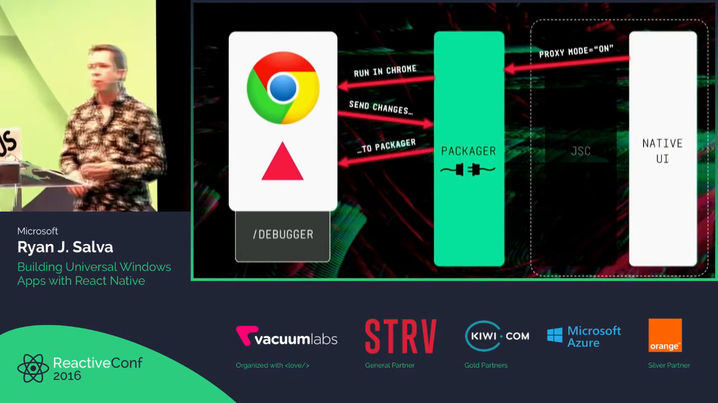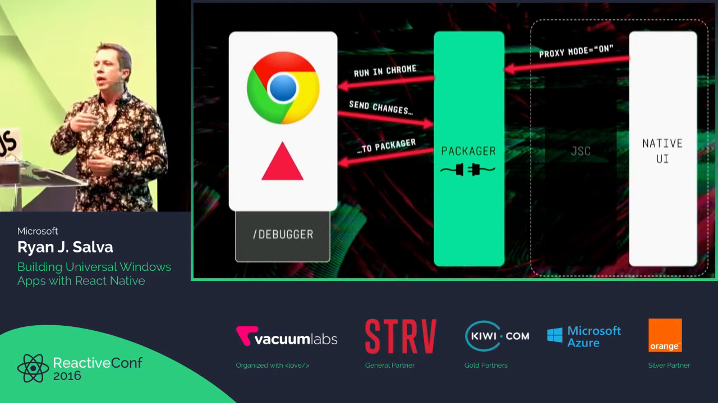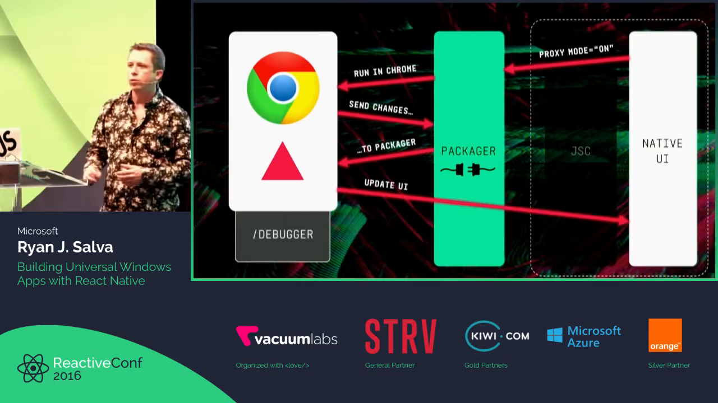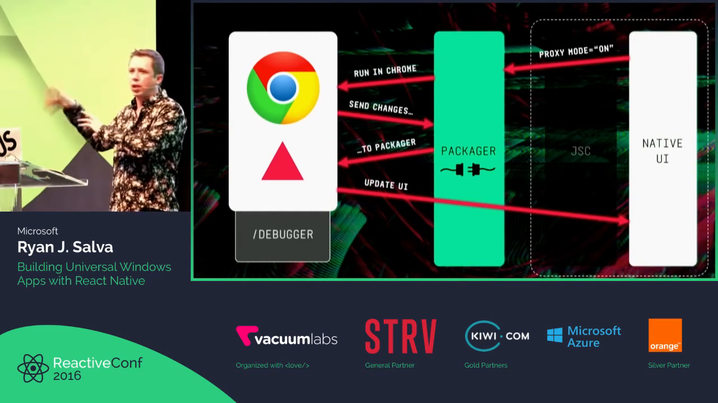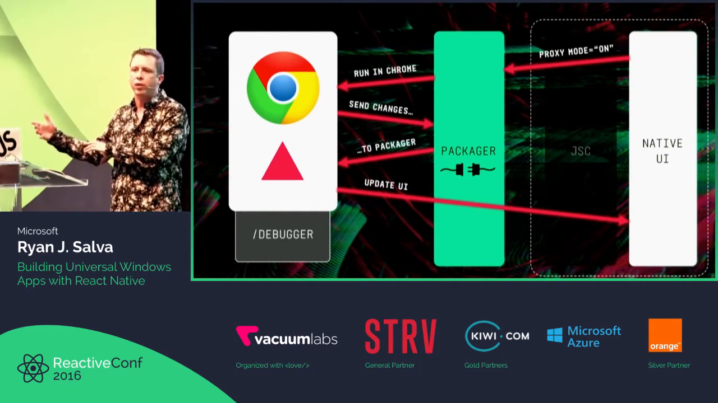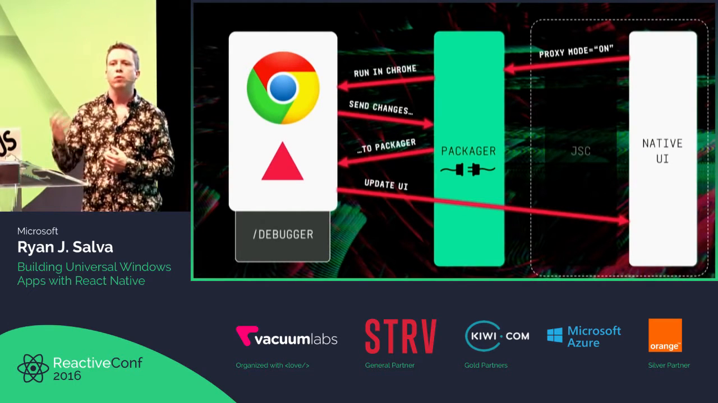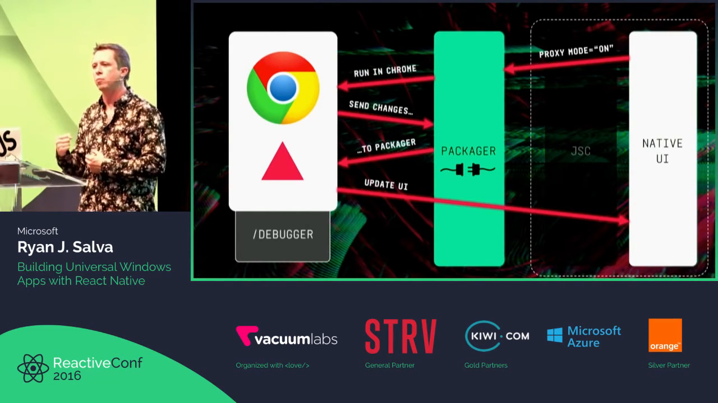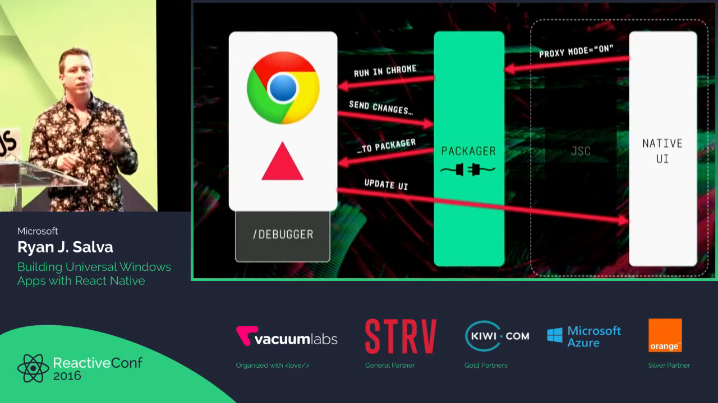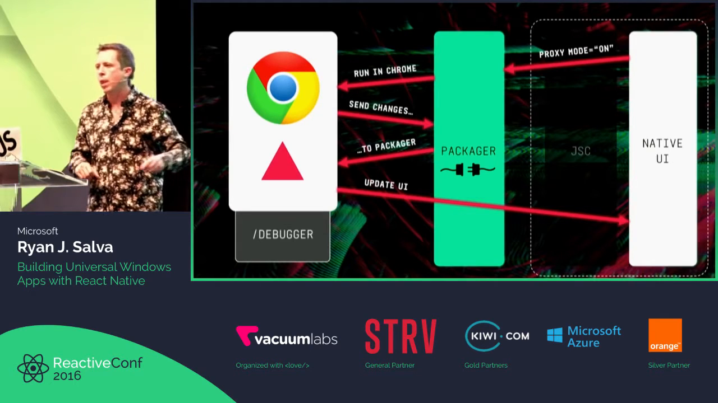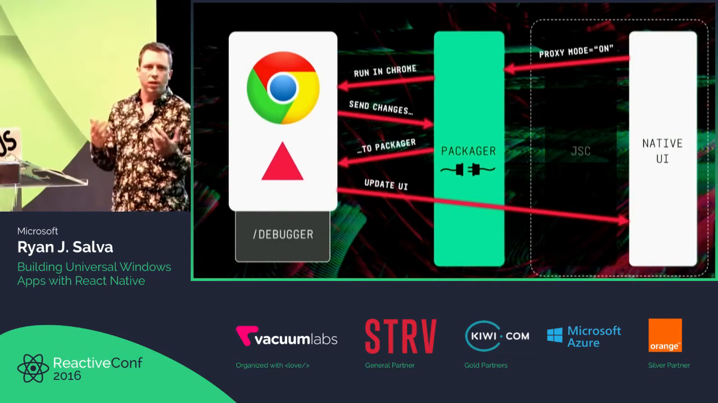Then, as you're debugging, communication happens between Chrome and the packager, finally to output any of the resulting changes that you make during debugging back out to the native UI. So we've essentially removed the JSC entirely from the equation by doing this little magic trick where we move that bundle from one location to another. Now, a cool thing is available to us here.